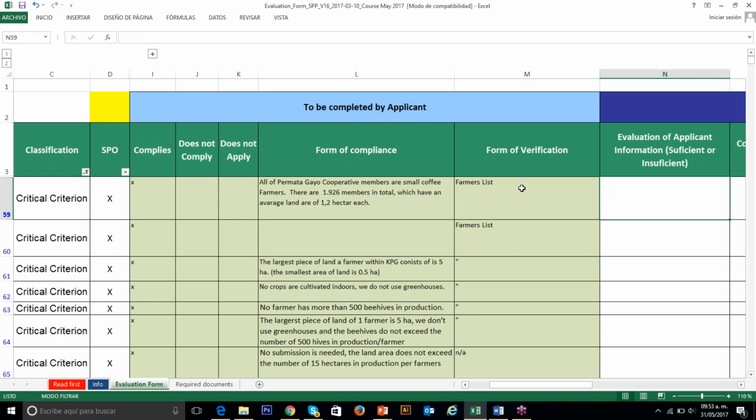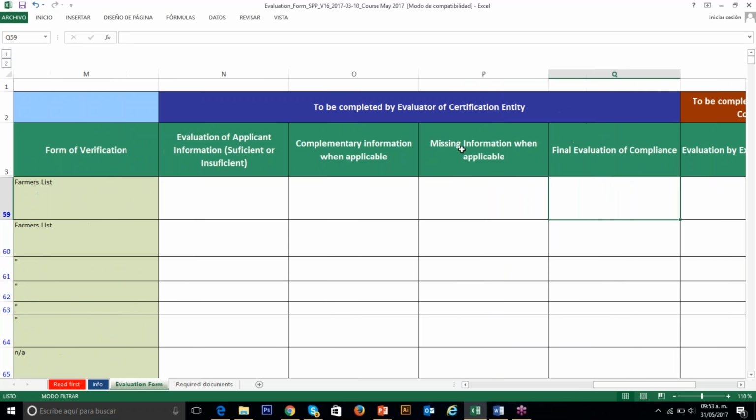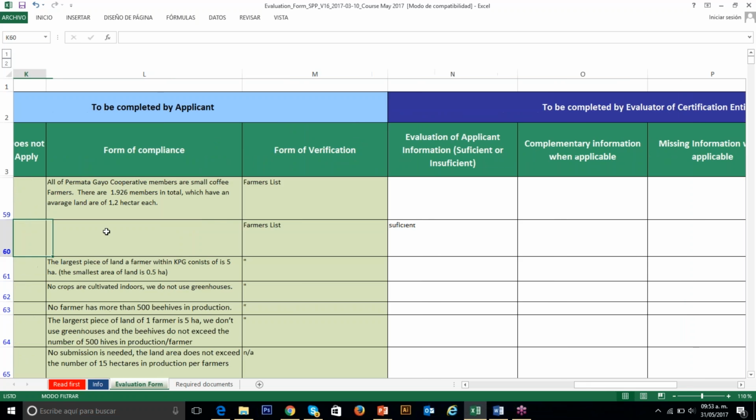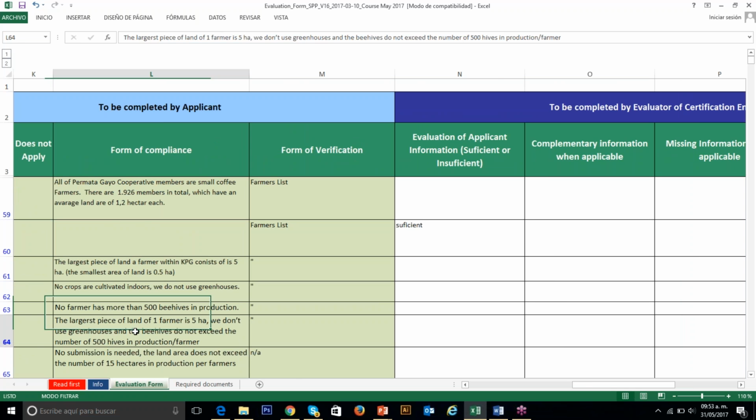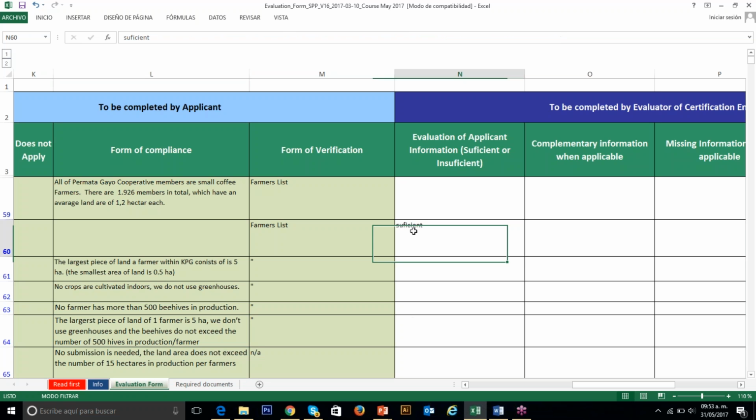For the evaluation of the applicant, in these columns N, O, P, and Q, the evaluator would have to do their own evaluation, and they have to write if this information is sufficient or not. For example, I can write, for me it's sufficient because they explain that the largest piece of land of a farmer is 5 hectares. Then you have to write sufficient.